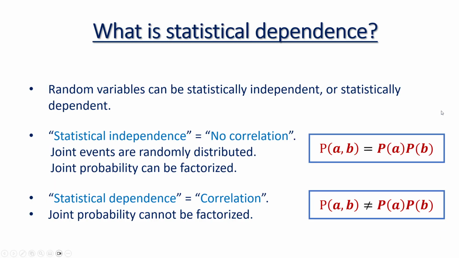When we talk about random variables, we can describe them as statistically dependent or statistically independent. Statistical dependence simply means that our two variables are correlated. The result is that their joint distribution becomes inseparable. To be clear, when we have statistical independence, joint probability distributions can be factorized, as shown in this expression. In contrast, if our variables are statistically dependent, then joint probability distributions cannot be factorized.